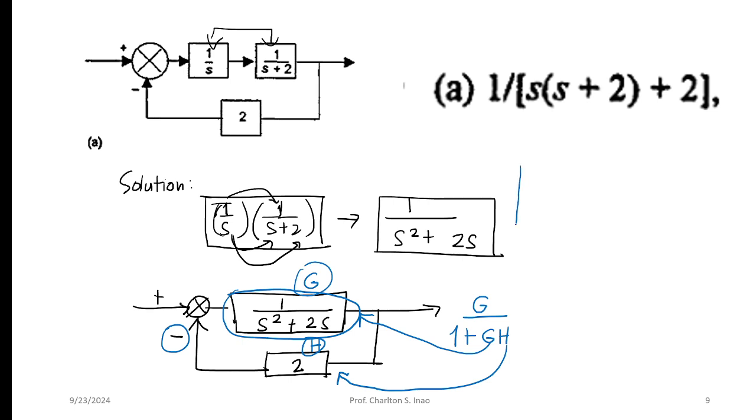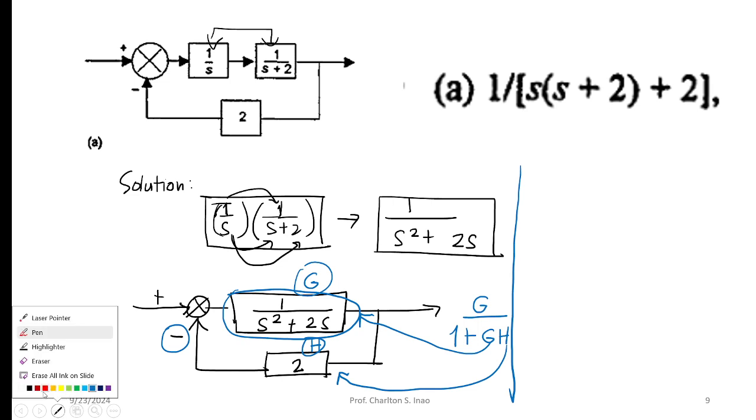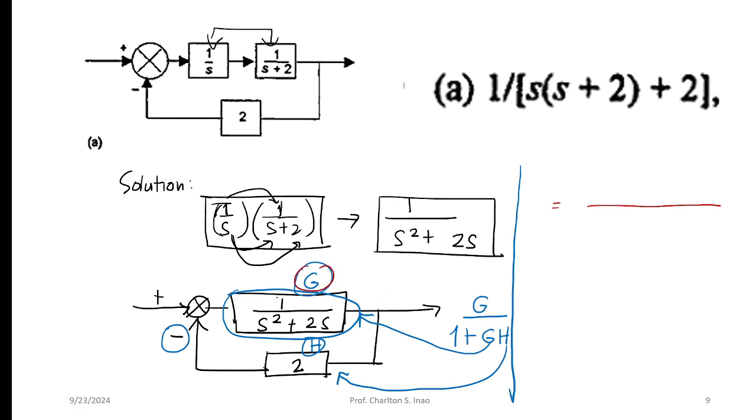So let us do that. Let me put a vertical line here. We're going to do that with another color. First things first, G. So the G is this whole thing, and we're going to copy that, right? 1 over S squared plus 2S. Okay? 1 over S squared plus 2S.